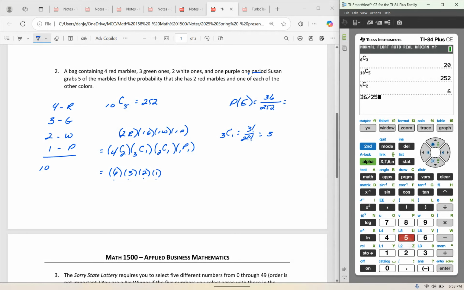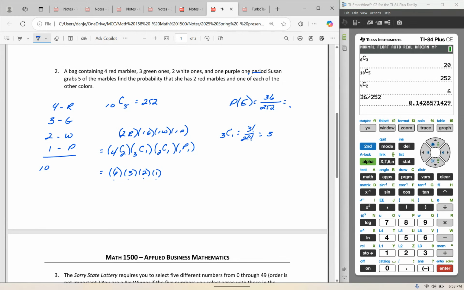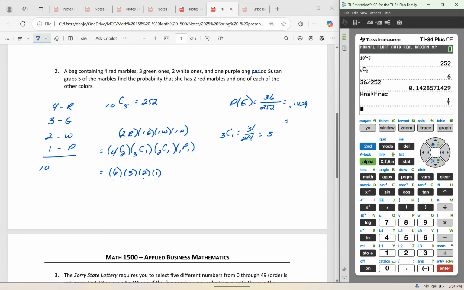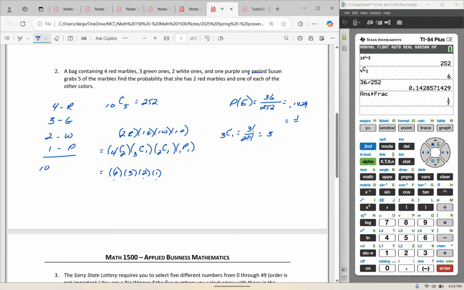36 divided by 252 gives 0.1429, and it's not a bad idea to convert it. Press math. Notice number 1 says change to a fraction, and that's actually 1 over 7. So that would reduce to 1 over 7. And so there's my probability there.